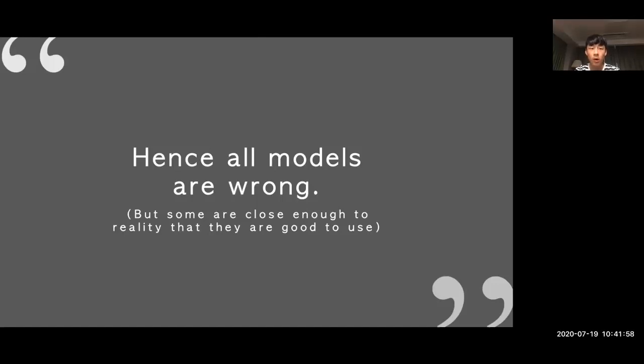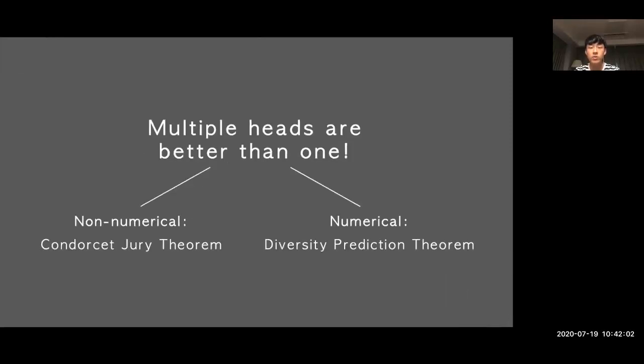And because no model is perfect, because no model is 100% right, we have to use multiple heads. And there are many ways to prove that multiple heads are better than one. When you're talking about non-numerical models, ones that simply predict which one is going to be better than which one, use something called the Condorcet Jury theorem in order to prove this. If you're talking about numerical models, where you have quantitative data, when you're talking about a situation being this much better than another situation, then you use something called the diversity prediction theorem.